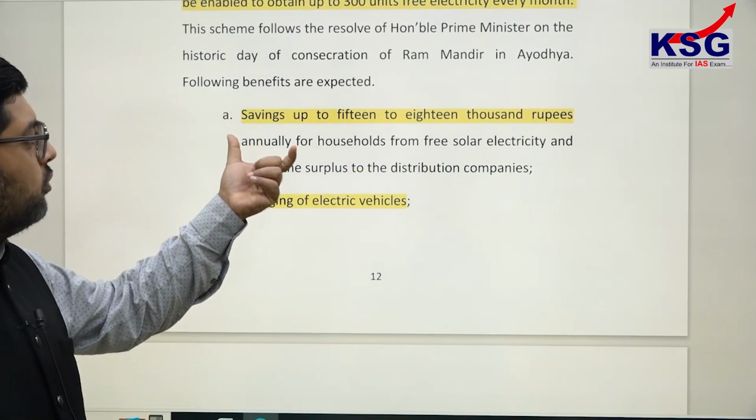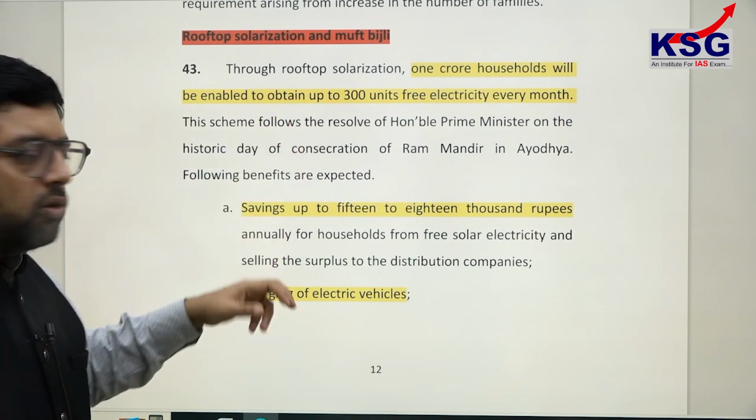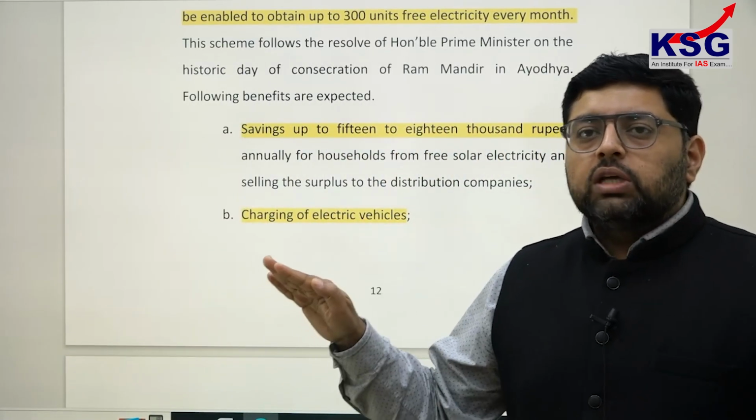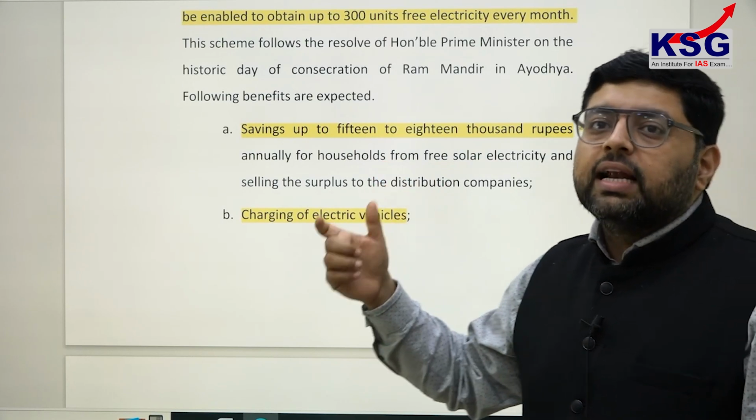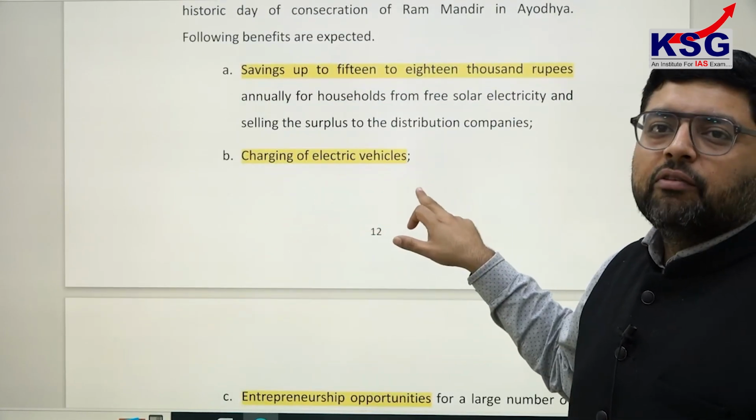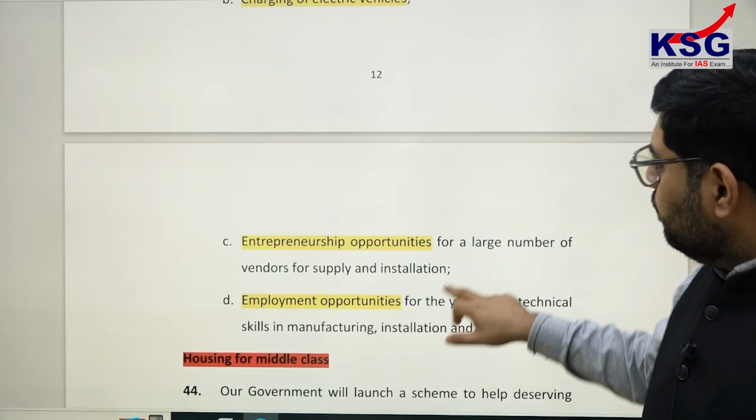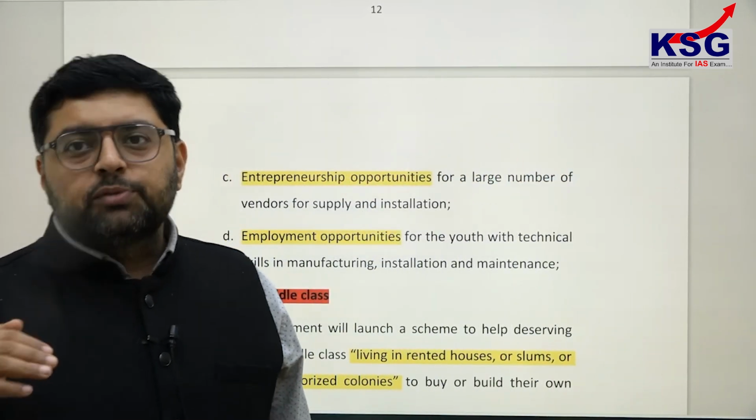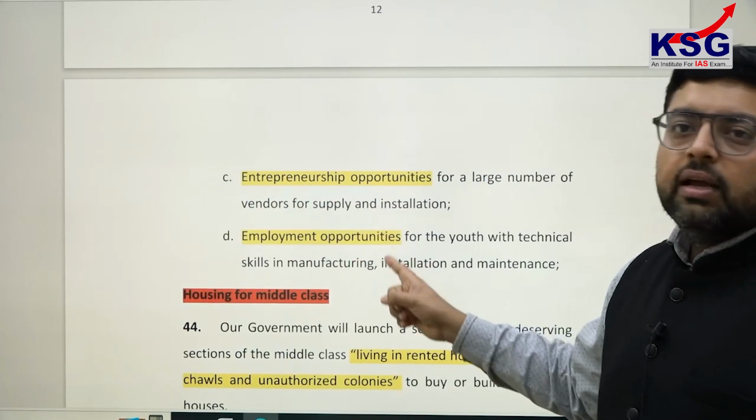Now if you see what the government says, that through rooftop solarization it will provide muft bijli, how, we'll talk about that also. Saving up to 15 to 18,000 rupees means those houses which will have solar rooftop can save around this much amount per month in their electricity bill. Then there is charging of electric vehicles, since electric vehicle is the future, and the government has talked about electric vehicles in the budget speech also. Then there are entrepreneurship as well as employment opportunities. If rooftop solarization is promoted by the government in the coming financial year, someone will become a job seeker, someone will become a job creator. That is why entrepreneurship opportunities and employment opportunities.